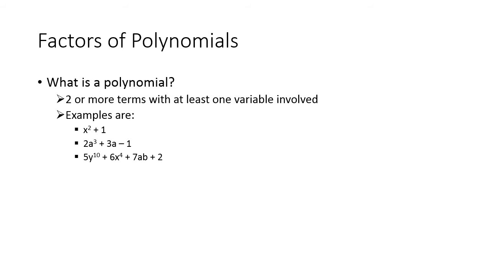What is a polynomial? A polynomial has two or more terms with at least one variable involved. There are some examples below. You'll see in all of these examples there is at least one variable in there and there are at least two terms. The first one there is a binomial. It has two terms. The second one is a trinomial. And the third one has four terms there.